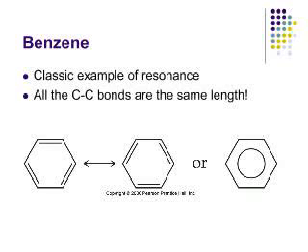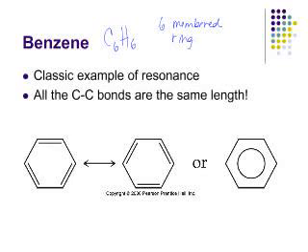Benzene is a molecule that is a classic example of resonance. In fact, if you only knew one resonance structure, it would be benzene. Now, benzene has the chemical formula C6H6. It's a six-membered ring for the carbons. And then the hydrogens are outside of that.